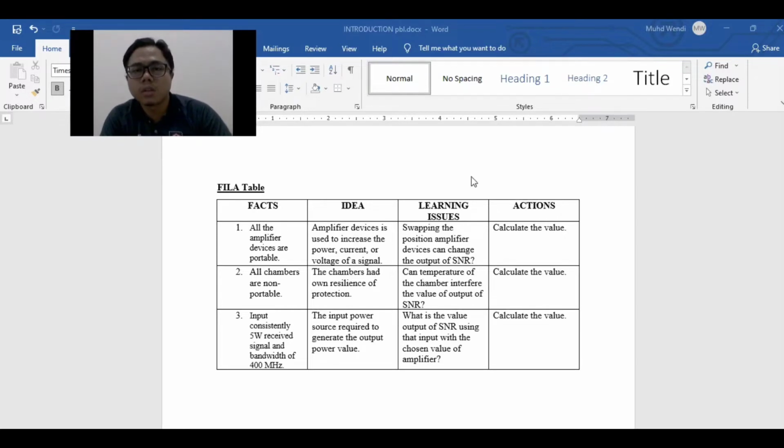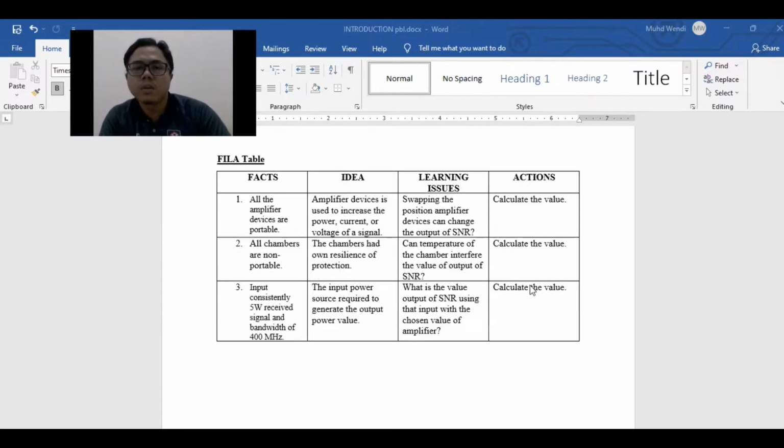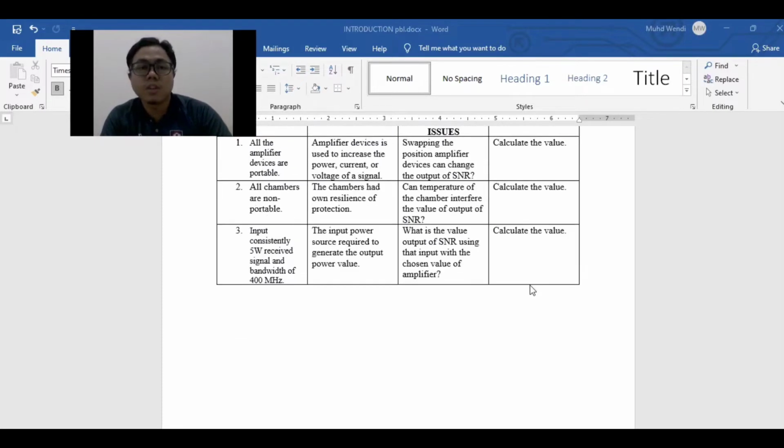Next are the learning issues. Firstly, can swapping the position of amplifier devices change the output of SNR? Next, can the temperature of the chamber interfere with the value of output SNR? And next, what is the value output of SNR using the input with the chosen value of amplifier? Lastly, for the action for facts 1, 2 and 3, we calculate the value, so we want to prove the value for this task. That's all for me for the introduction. Thank you.